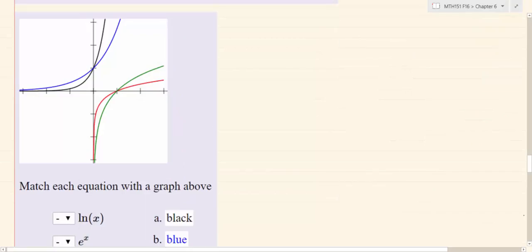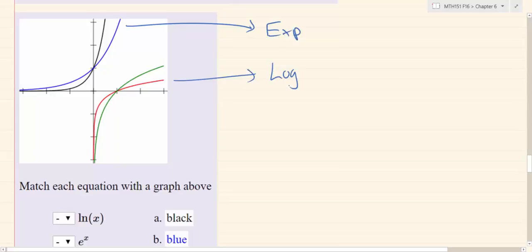You have 4 graphs here. Tell me about these 2 graphs. What type of function are they? Yeah, they're exponential, right? Tell me about these 2 graphs. They're logarithmic, right? So exponents in general kind of look like that, and logs in general kind of look like that. All right, fantastic.